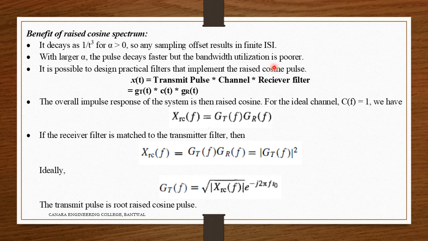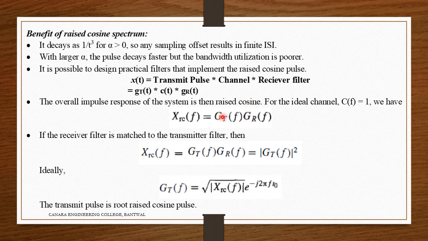It is possible to design practical filters that implement the raised cosine pulse. What is this point we say? x of t is equal to the transmit pulse, the channel, and the receiver filter, so that is equal to gt of t into c of t into gr of t. And this is how the practical filter has been designed. It's a raised cosine pulse, so that the waveform will be there. So the overall impulse response of the system is then raised cosine. Okay, this is another observation.